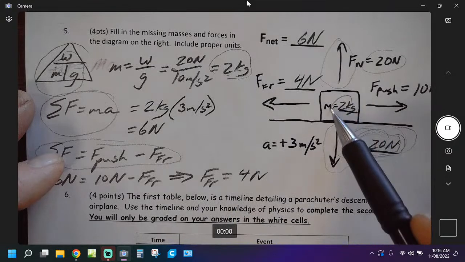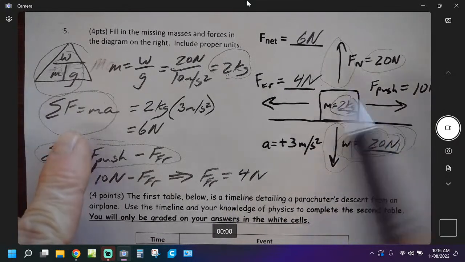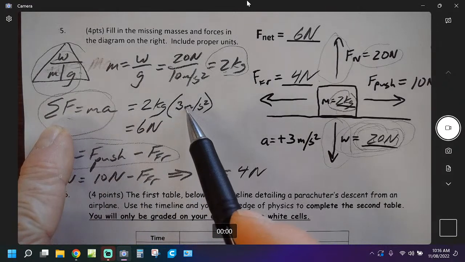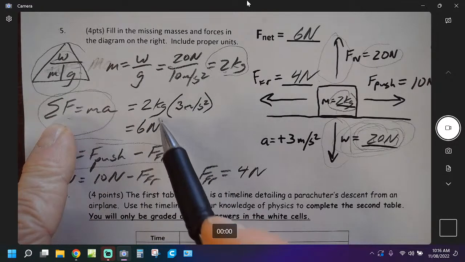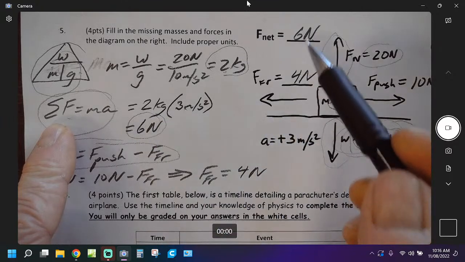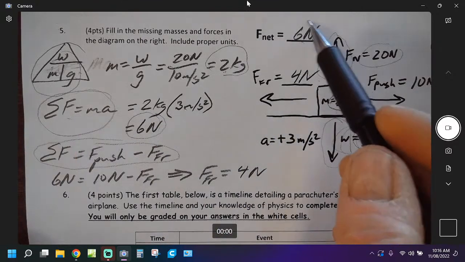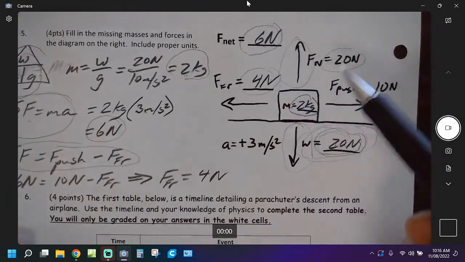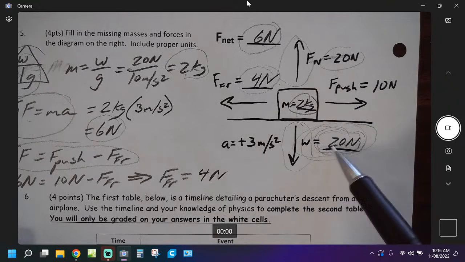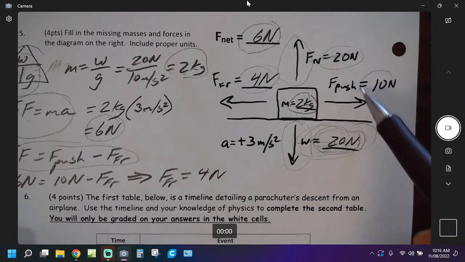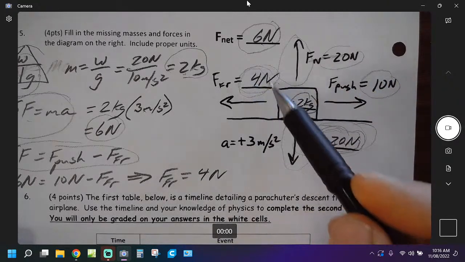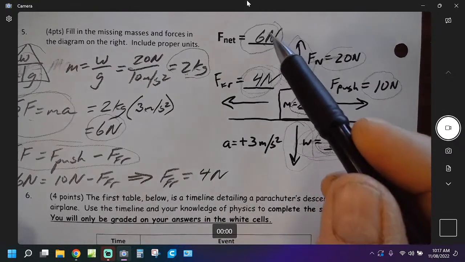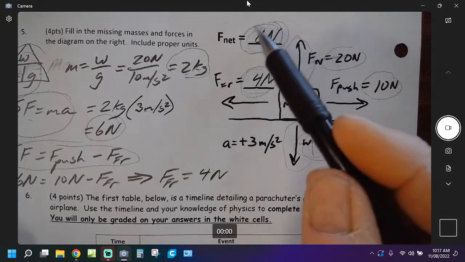And once I plugged in the mass, then I could use Newton's second law to get the net force. It's the mass times the acceleration, which is given. So that's 6 newtons. And then once I get the net force, I can figure out this missing force here. So these cancel out. The net force is just going to be 10 minus something, and that has to equal 6. So the answer is 4. So one way to think about it is this net force.